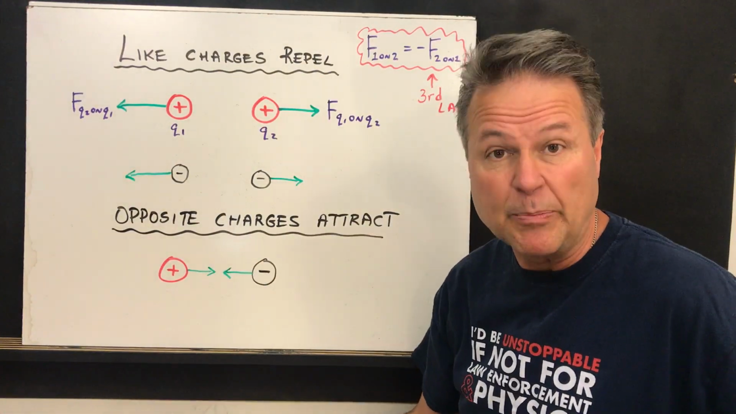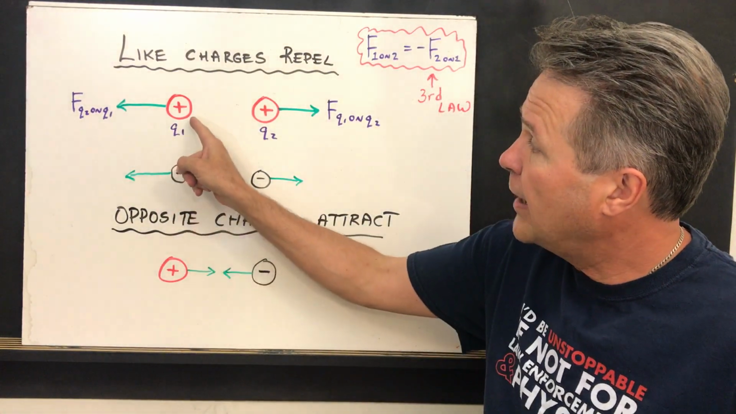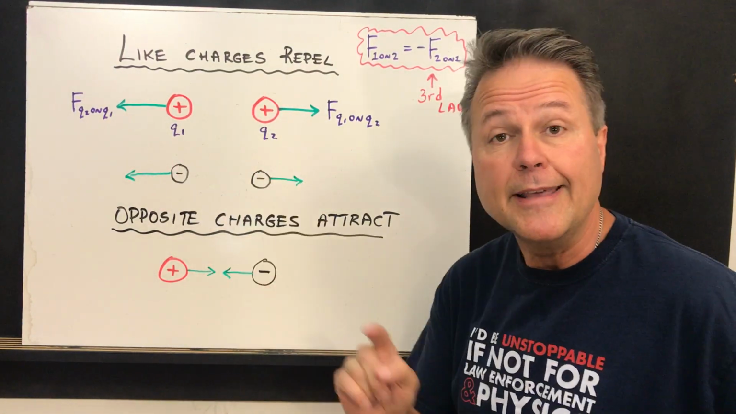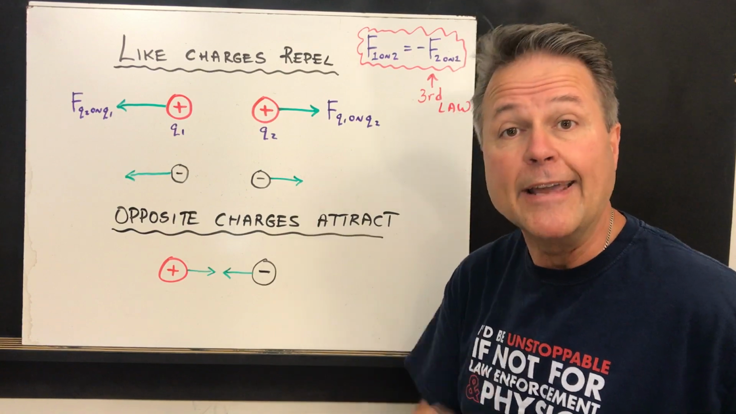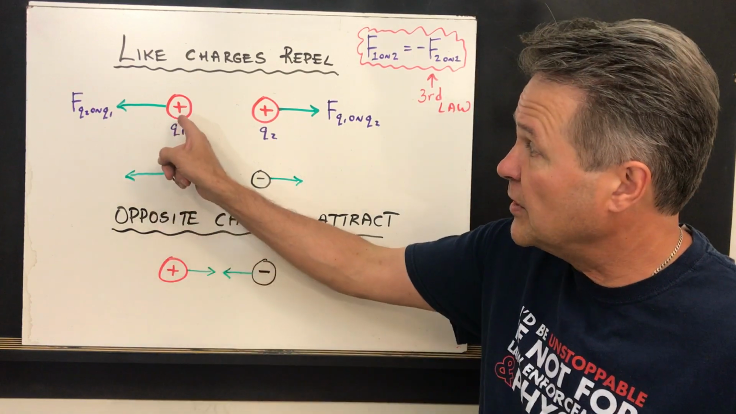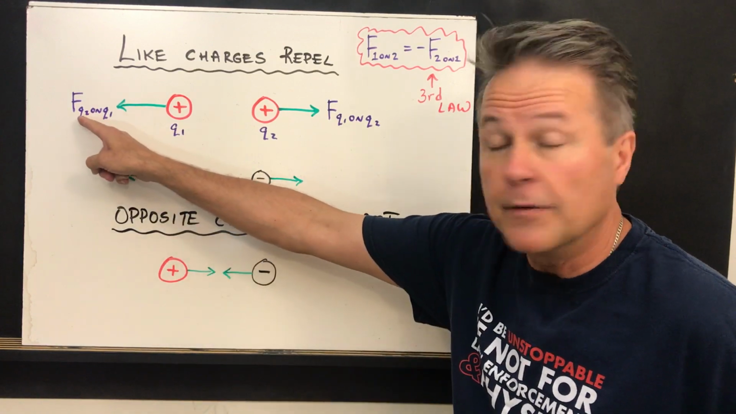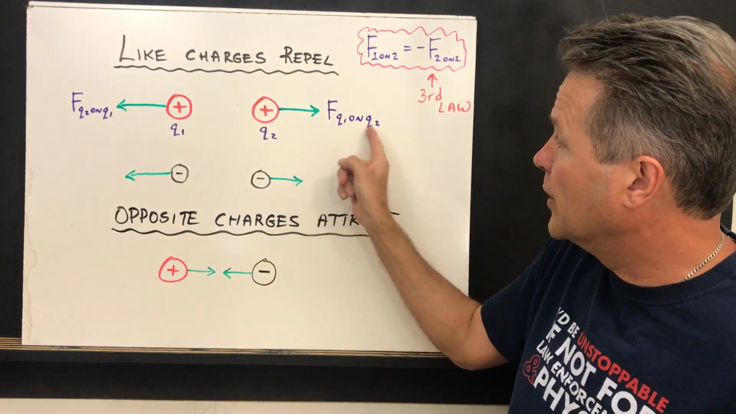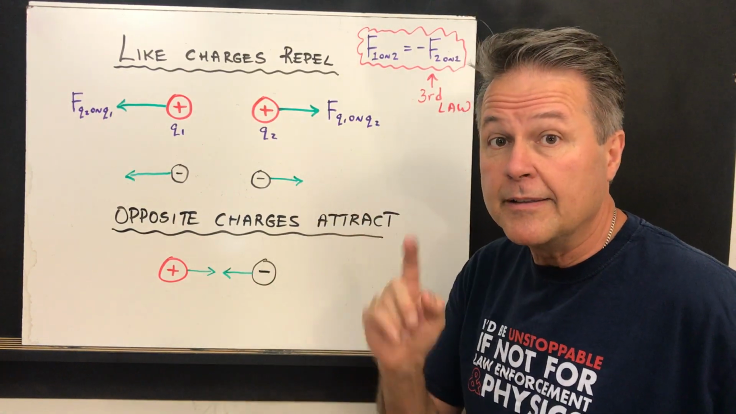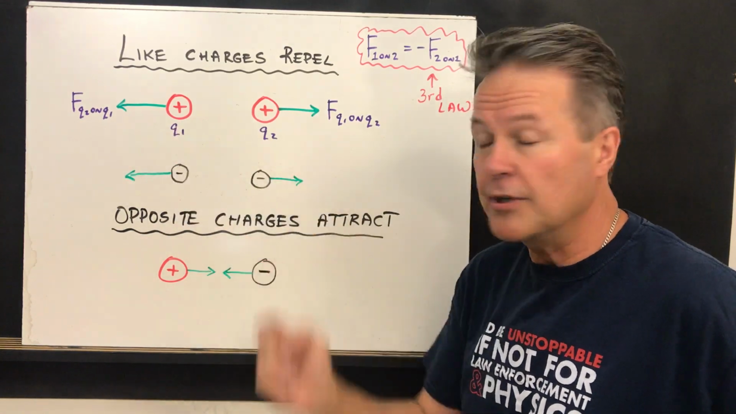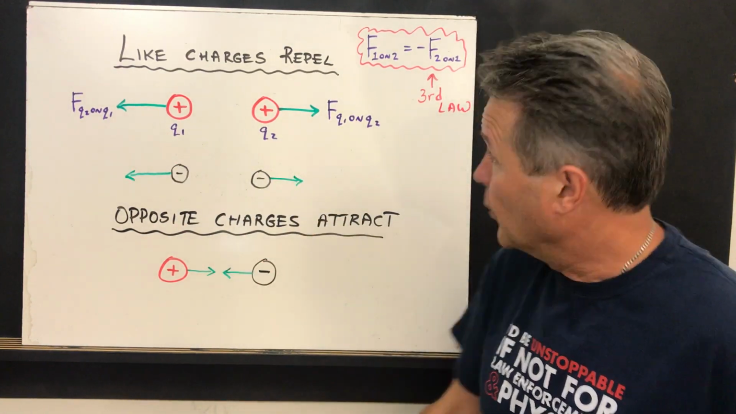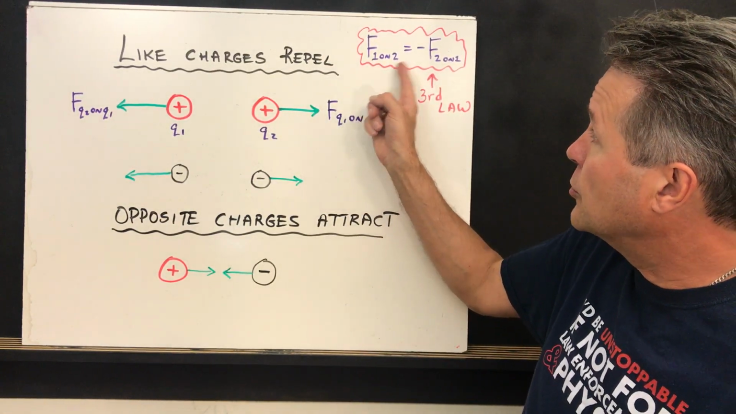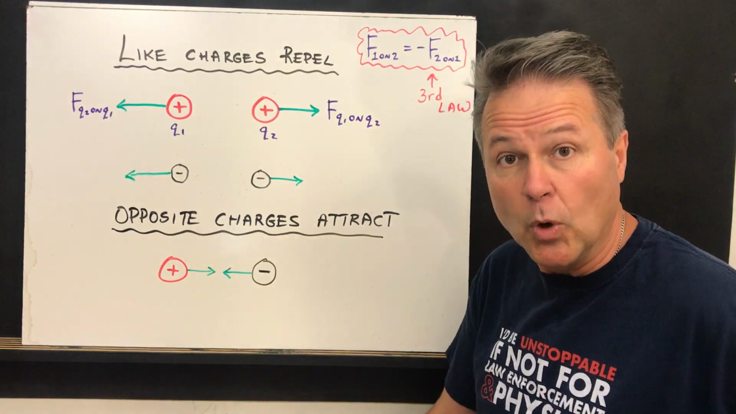Now, like charges repel. We know that. So if you have two positively charged particles, Q1 and Q2, they apply a force equal and opposite from one another. So this would be the free body diagram of the force of Q2 on Q1, and this would be the free body diagram of Q1 on Q2. Now remember that these two forces are paired forces, and according to Newton's third law, the force of 1 on 2 is equal to negative force of 2 on 1.